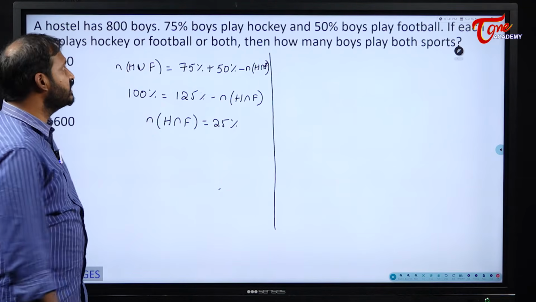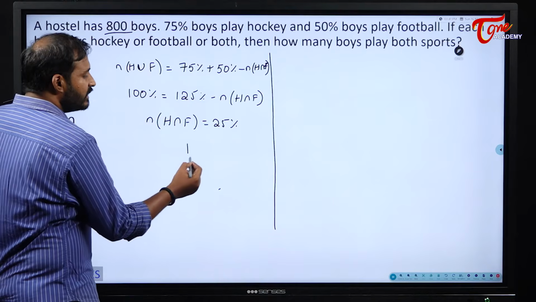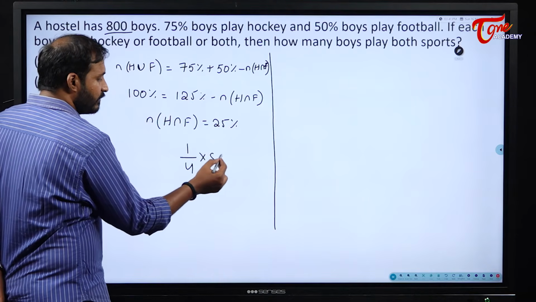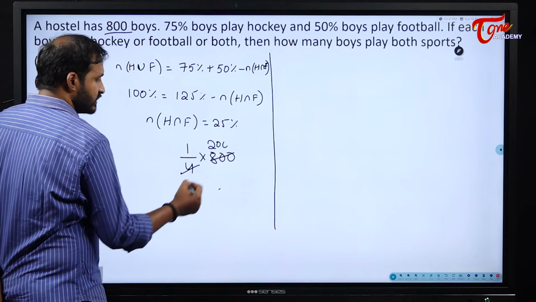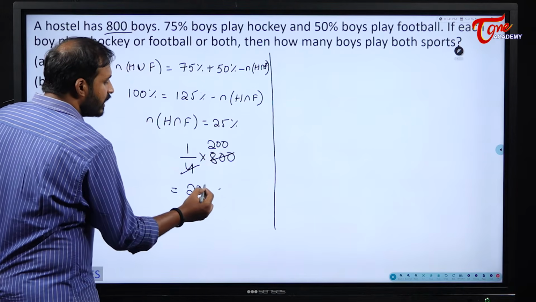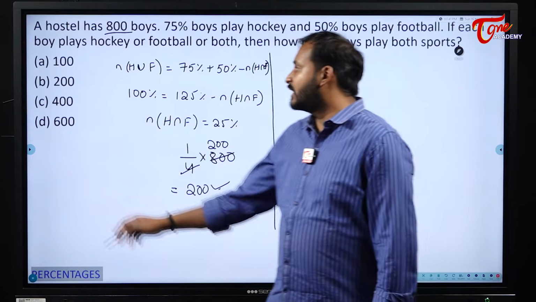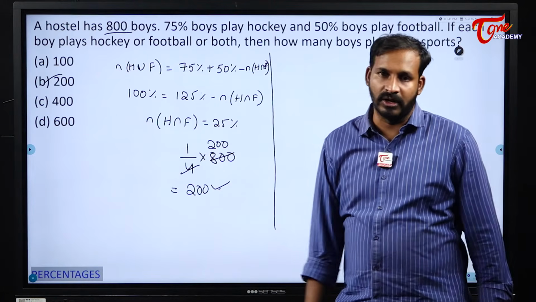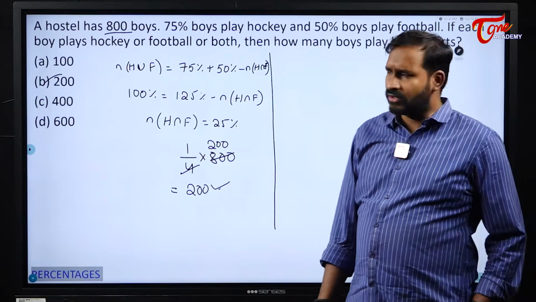25% of my total. What is the total number of students? 800. What is 25% of 800? 1 by 4 into 800. I am directly writing it in fractions because we already know how to write it in fractions. So that means 200 students will play both hockey and football. So this is with the help of our set theory. Okay, good, superb.